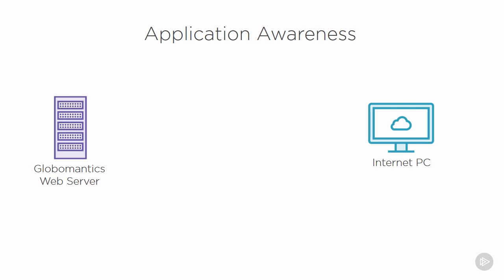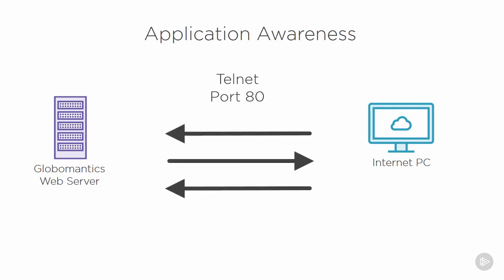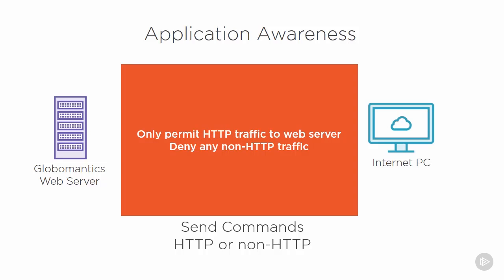Here, one of the things a user out on the internet can do is send a telnet message on port 80. And what this will do is trigger a three-way handshake and then let us send any commands we want, whether they're HTTP commands or non-HTTP commands. This is a very common test that network engineers would do continuously, or even any IT professional would do quite a bit. And with application awareness, what it does is it makes that not available, right? It only permits HTTP traffic on port 80, and it denies all non-HTTP traffic.